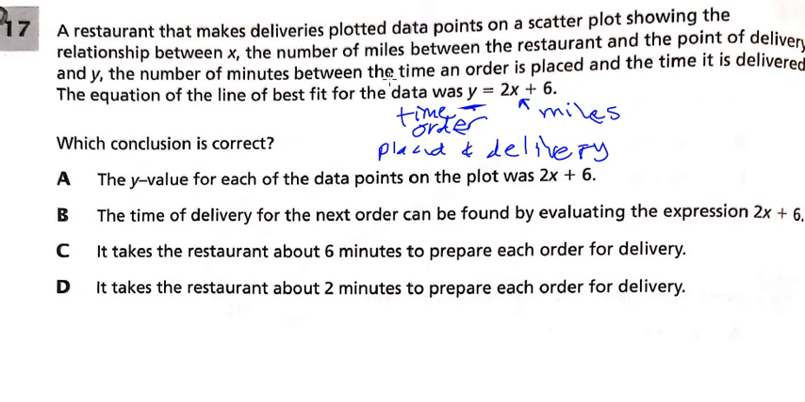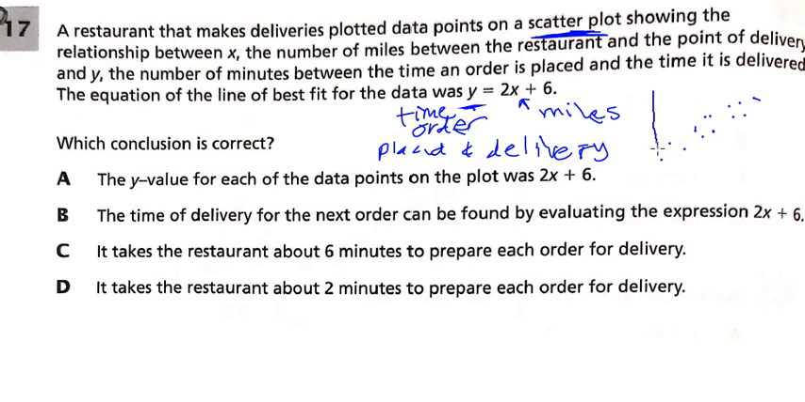All right. And it wants to know, and it says that this is the line for this situation. So let's go ahead and figure out what we have here. So this is a scatter plot. So we know that there's going to be some kind of pattern, but it's going to be kind of spread out. It's not going to be a perfect fit.